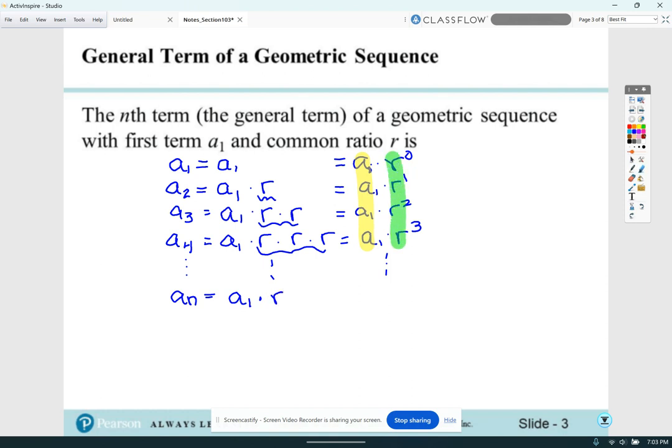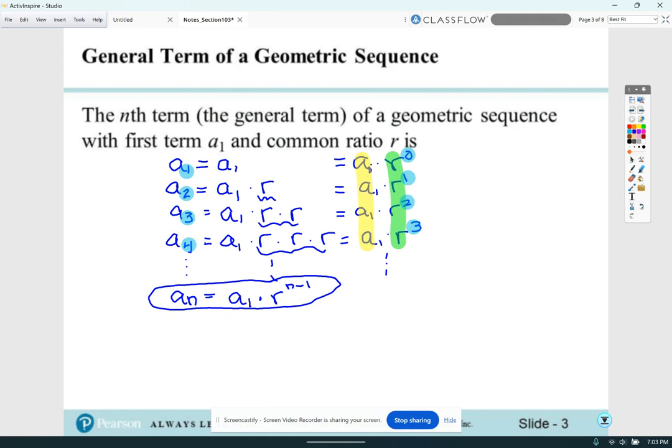And then what I want to look for is a relationship between the term I'm trying to find and what that exponent is. When I'm trying to find the second term, the exponent there is 1. For the third term, the exponent is 2. For the fourth term, the exponent is 3. So whatever term I'm finding, the exponent is 1 less. In my general formula, my exponent is going to be n minus 1. So that's the nth term, or the general term formula for any geometric sequence.